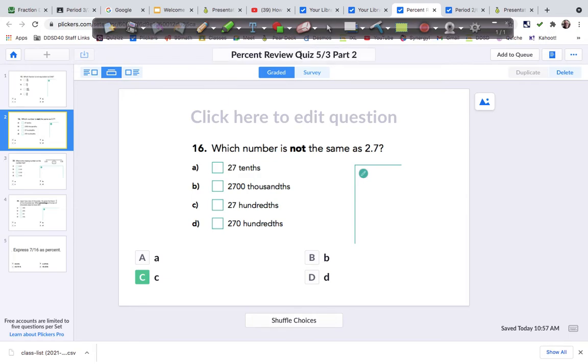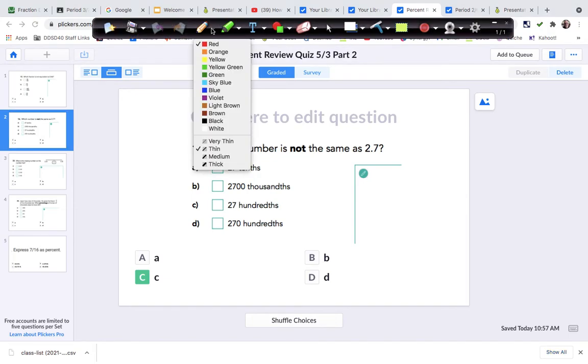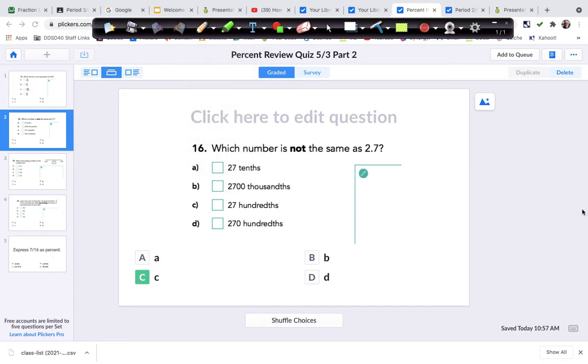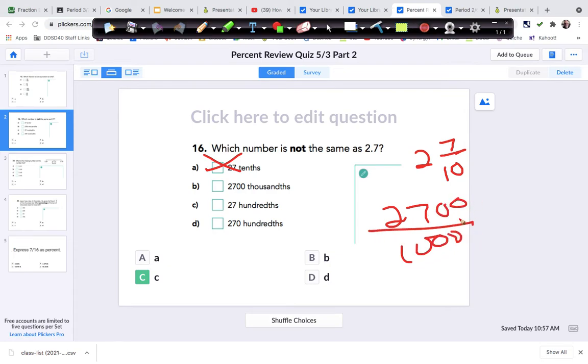Which number is not the same as 2 and 7 hundredths? Keep saying place value, 2 and 7 tenths. Sorry, I was saying that wrong. 2 and 7 tenths. So 27 tenths is the same, so it's not that answer. 270 thousandths, 270 over 1,000. We cancel those all out, and 27 over 10. 27 divided by 10 is 2.7, same thing.